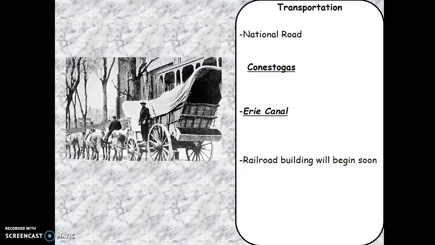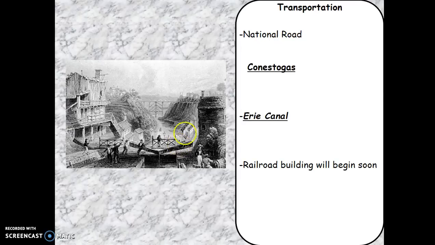Transportation, the National Road is going to begin at this point in time. This is the first, I guess, road large enough to be called a road and not a wagon trail. The Conestoga wagon, which this is a picture of one right here to your left, is the main method of travel at that point in time. It's a big enough wagon that you can haul the majority of your belongings inside it and keep them dry.